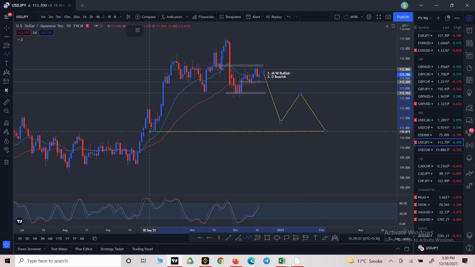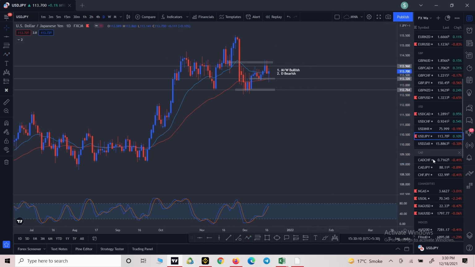Initial target profit can be this support zone. Accordingly, we can extend our target profit to the next support zone, which is going to be this one, depending upon the market structure at that time. So that's going to be about the USDJPY.